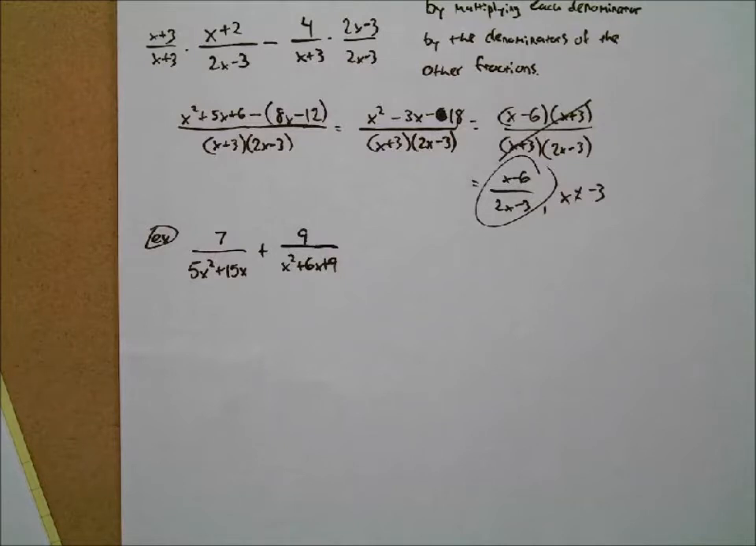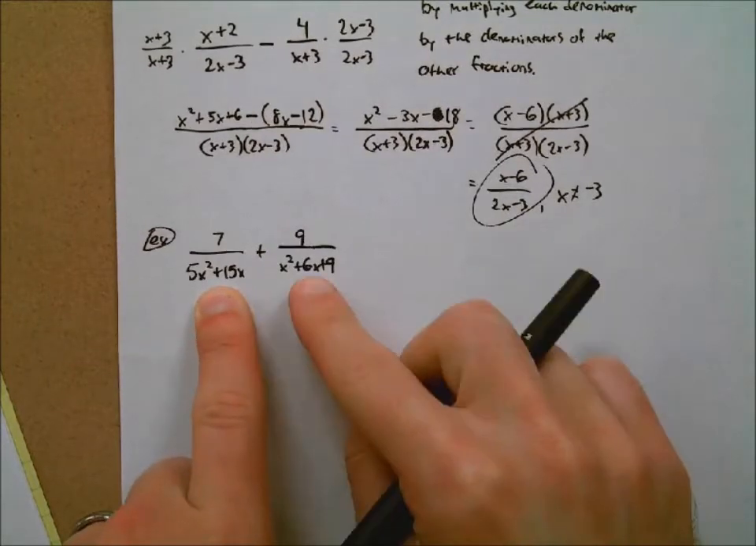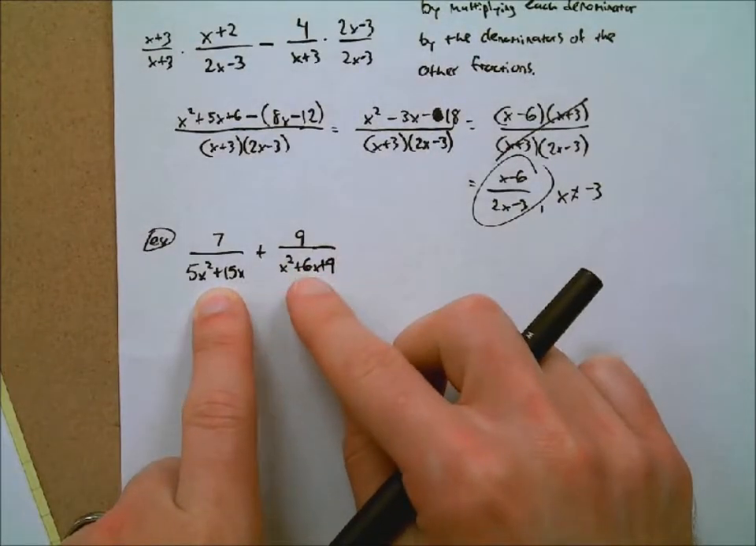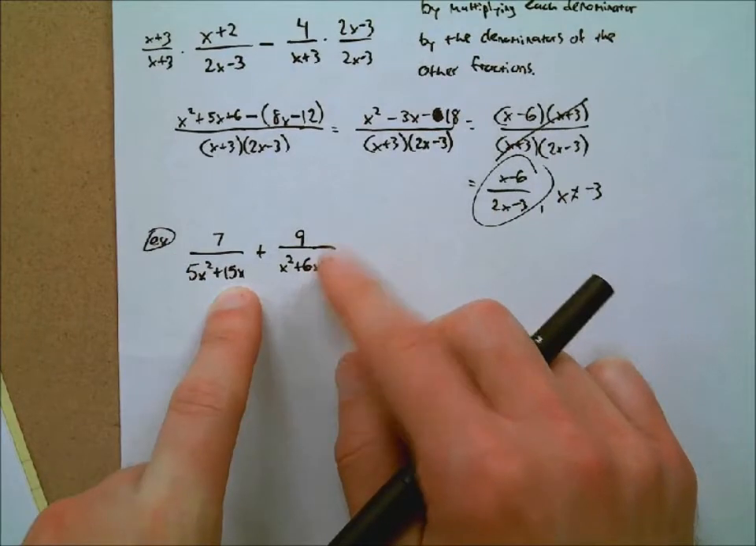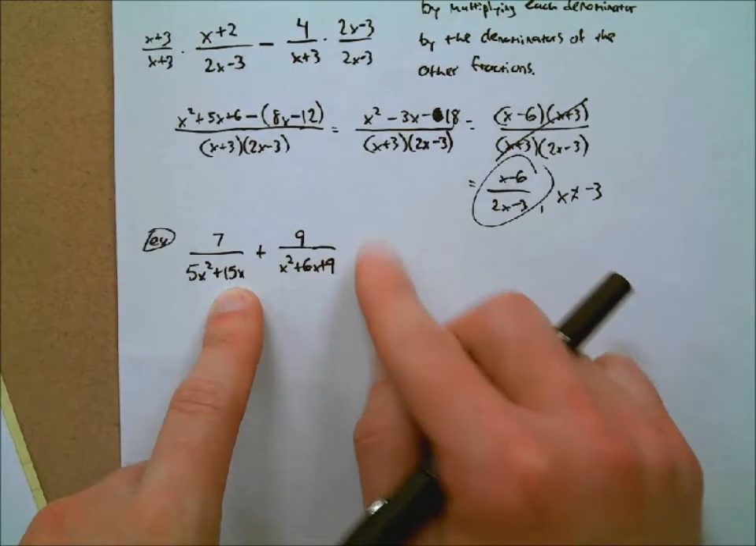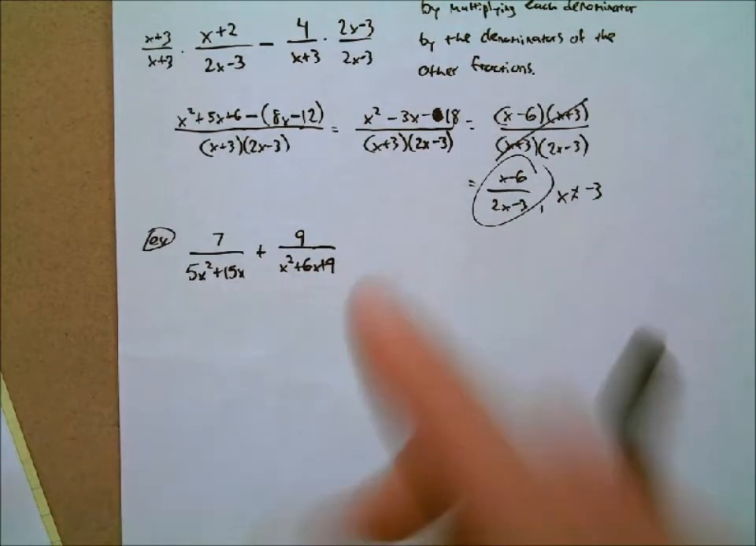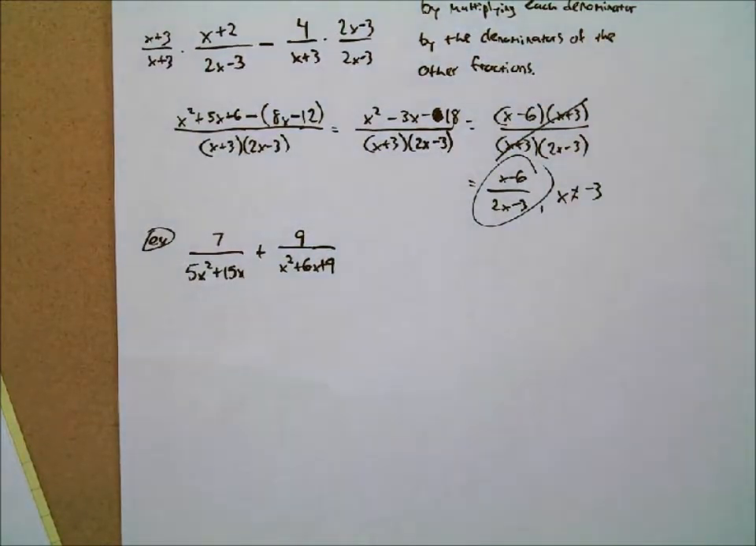Now, what if we wanted to add these together? We could fall back on that strategy I mentioned earlier, right? Where you take your denominator here, multiply it by x squared plus 6x plus 9 over x squared plus 6x plus 9. And then this denominator here, multiply it by 5x squared plus 15x over 5x squared plus 15x. And then just multiply it all out, combine like terms, et cetera. However, if we're a little bit careful here, we can find a common denominator without having to do as complicated of the work.